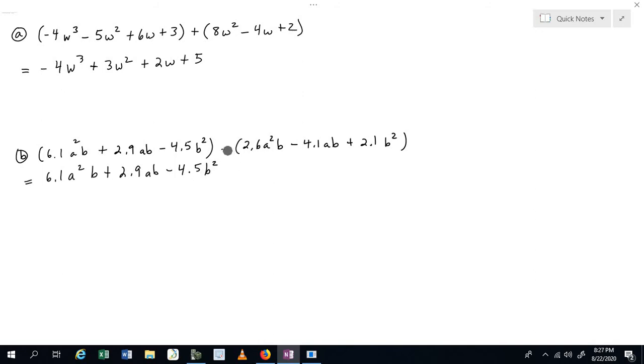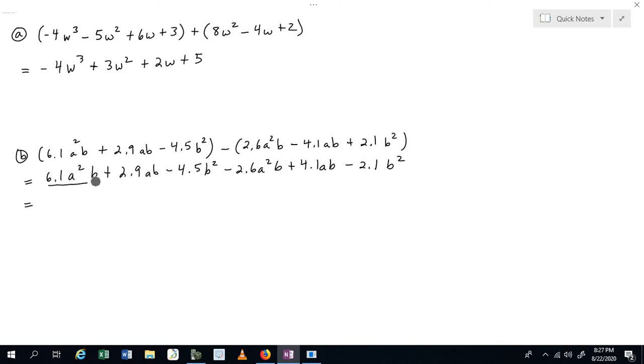Okay, so when you distribute the minus sign to here, you get minus 2.6 a squared times b, and then the minus sign times the minus sign here gives you a plus sign. And then this will become a minus sign. So basically everything changes sign in here. So this becomes a minus, a plus, and a minus. Okay, and then we're going to group like terms together.